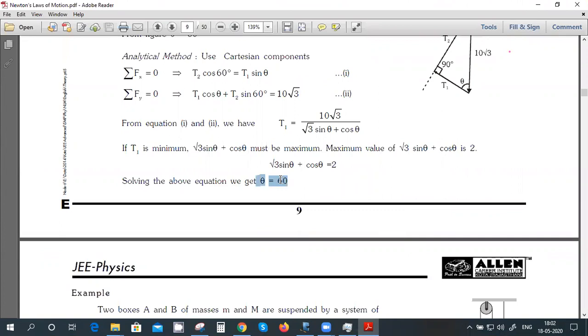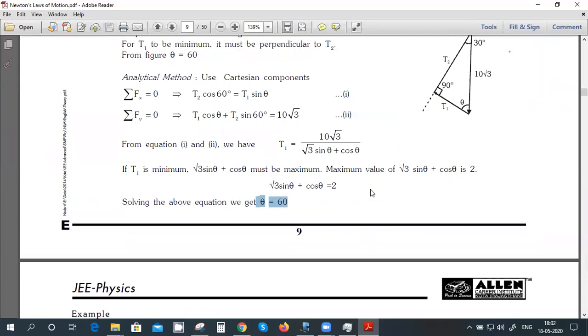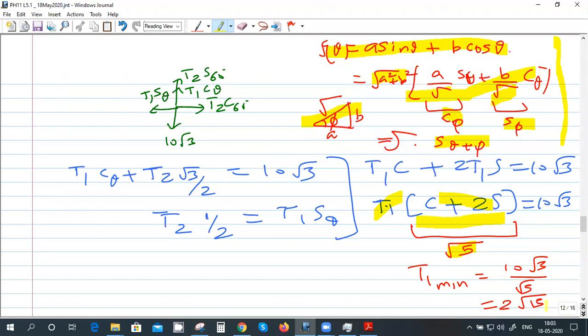He's giving theta as 60 degrees. Okay, we have found T minimum as this one, when this is the tension, T1. If you put T1 as that one, you have to eliminate T2 from these two. We have already got this equation. In this equation, if you put that T1 is equal to that much, what is the value of theta?